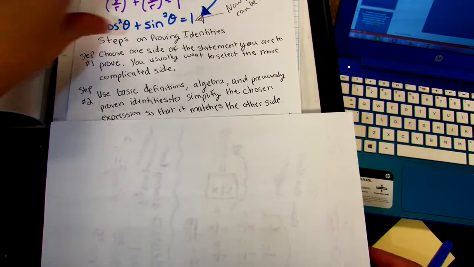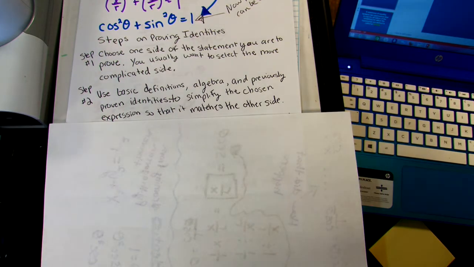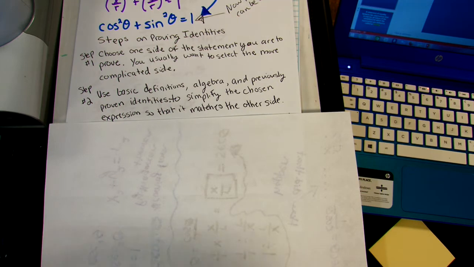Step 2, you're going to use basic definitions that we know, like trig definitions. You're going to use algebra, so solving for things, and you're also going to use previously proven identities. So anything that we've already discussed, you can use: the reciprocal identities, the Pythagorean identities, all of those. You're going to use all that to simplify the chosen expression so it matches the other side.